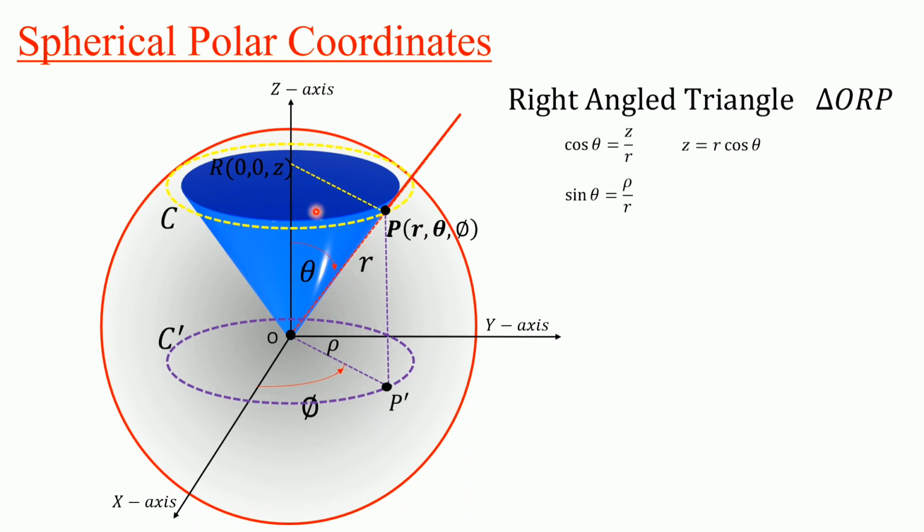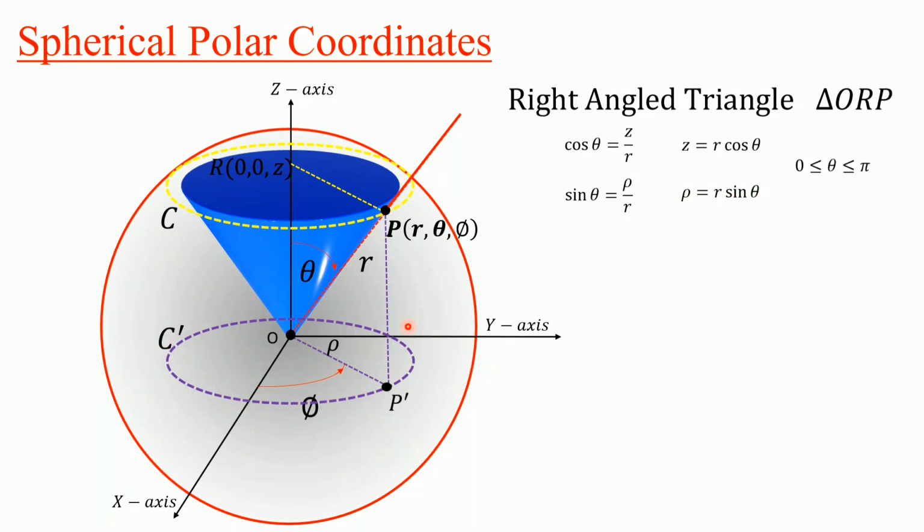Similarly, sin theta will be opposite upon hypotenuse, which is r. The opposite side means this PR, but this length PR is the same as P dash O, which is rho. Therefore sin theta is rho upon r, and that gives us rho as r sin theta. So this is the relation between rho and r.